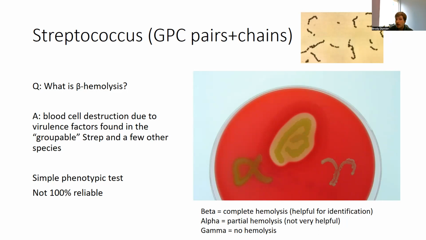And again, there's a lot of strep that are gamma hemolytic. And so this is not really a very helpful description. So essentially for you at the medical student level, you need to know what beta hemolysis is, and the rest of these are not really going to be very helpful.